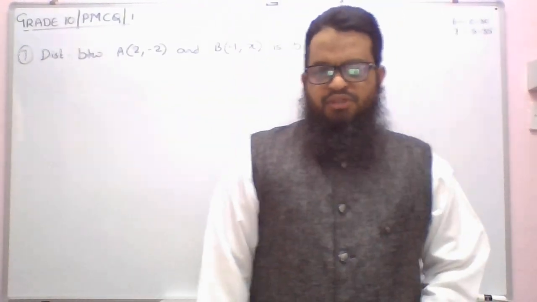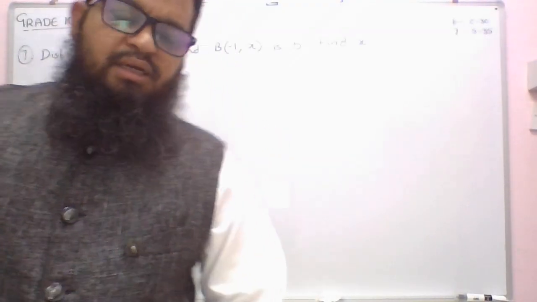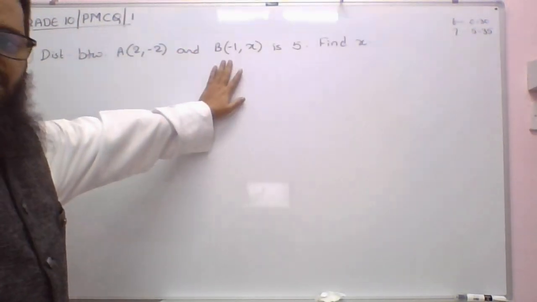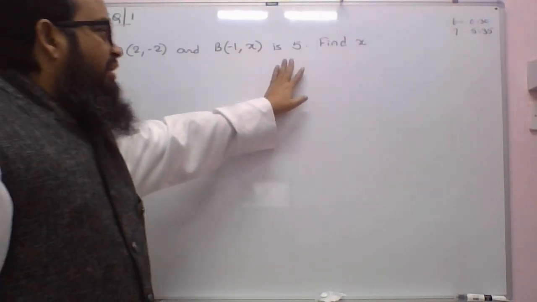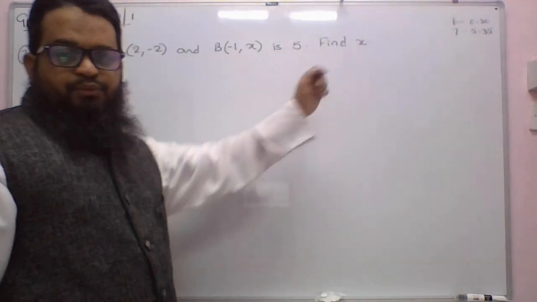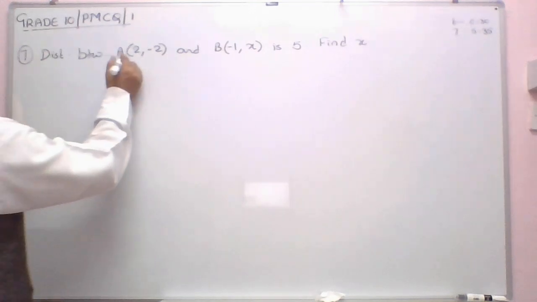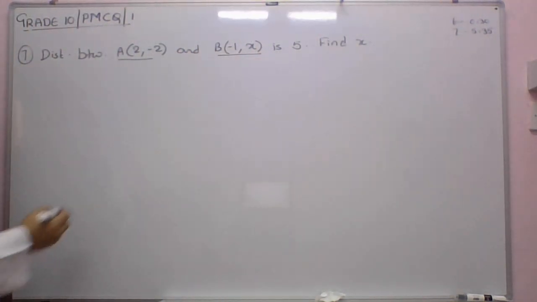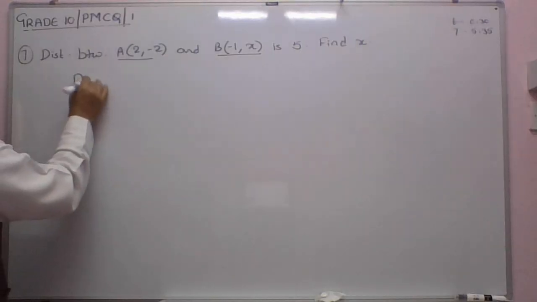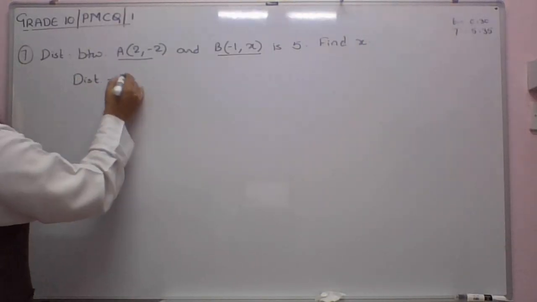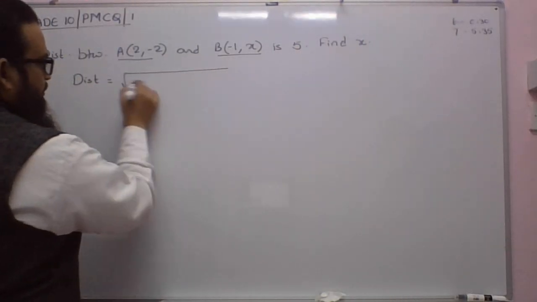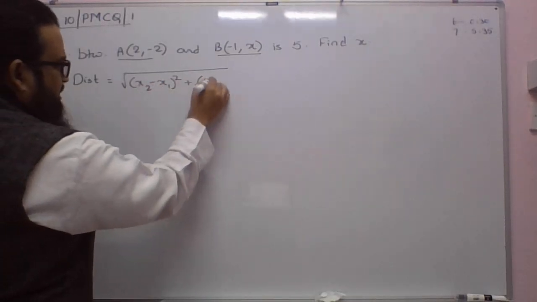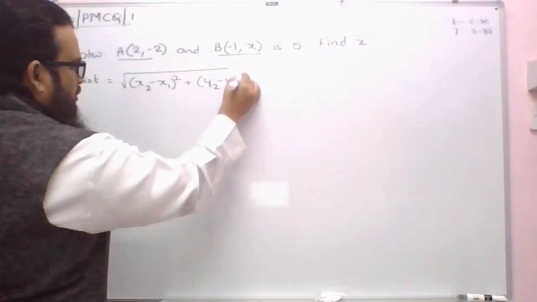Now in the seventh question, it is given that the distance between (2, -2) and (b, -1, x)... the distance is 5 units. Find x. Okay, so when two coordinates are given and he is asking distance, it is from coordinate geometry. So what is the distance formula? Distance is equal to square root of (x2 minus x1) whole square plus (y2 minus y1) whole square.